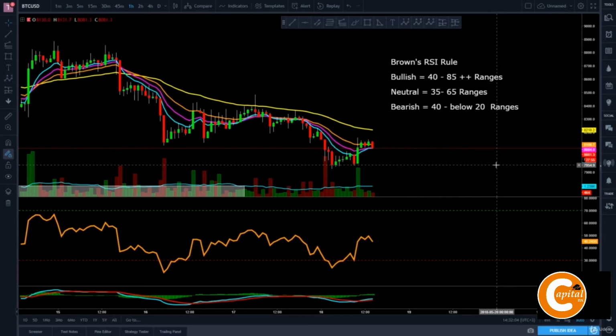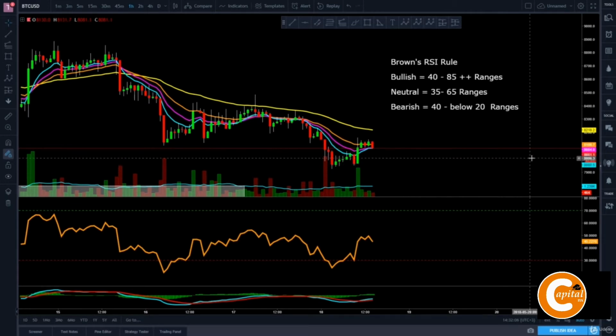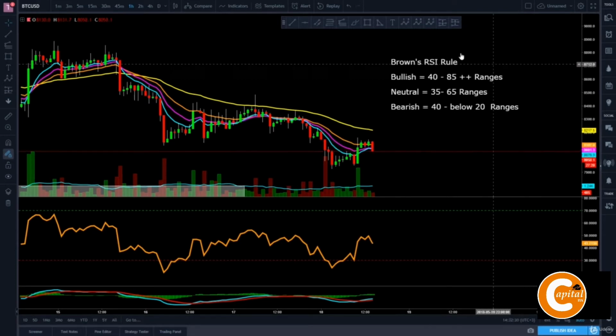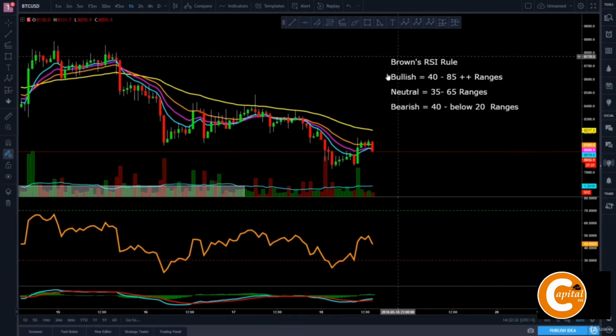Alright, now I want to introduce to you another rule. These rules keep me consistently profitable over time, and these rules are very important. When we develop strategies to trade, we also develop our personal strict rules that we want to follow if we want to be successful slowly over time. And the RSI is one of these indicators that you want to keep very strict rules for. Okay? So my strict rule is this one over here, and it is called Brown's RSI rule.